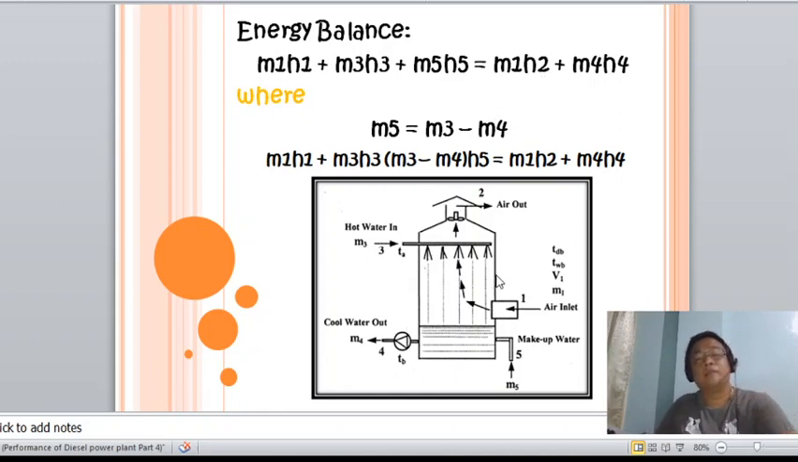Meaning whatever is the mass of air entering the tower is the same as the mass of air leaving the tower, multiplied by the enthalpy of the leaving air, plus the mass of the water leaving the tower, this is now the cold water, multiplied by its enthalpy. Okay? So, again, M5 equals M3 minus M4. Okay?